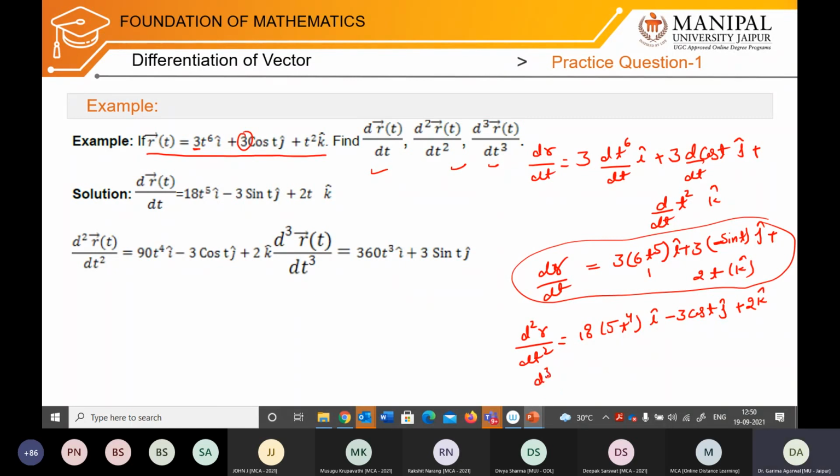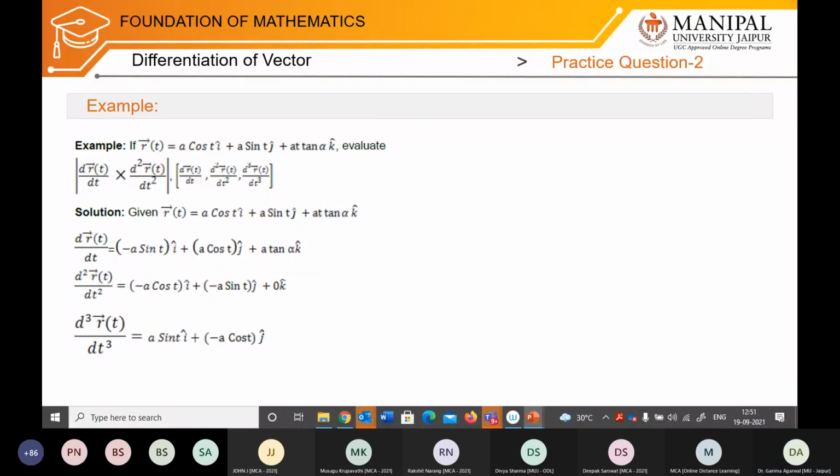Then the third order differentiation: 18 into 5, and the differentiation of t raised to 4 is 4t cube. The differentiation of cos t is minus sin t with j cap, and the differentiation of 2 k cap is 0 because 2 is constant and k cap is the direction, it is constant. So this is the third order derivative. Clear? Differentiation is clear? Fine.